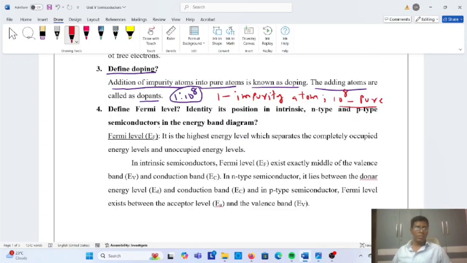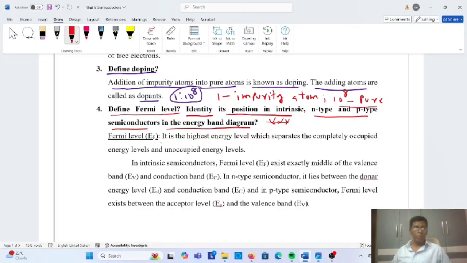Then we will discuss another question, that is, define Fermi level. Define Fermi level, and we have to identify the location of the Fermi level in intrinsic semiconductor, N-type semiconductor and P-type semiconductor. Now these levels can be represented in the energy band diagram. Generally this question is important for the semester end examination.